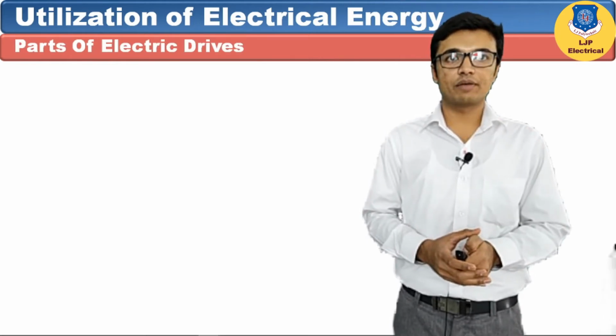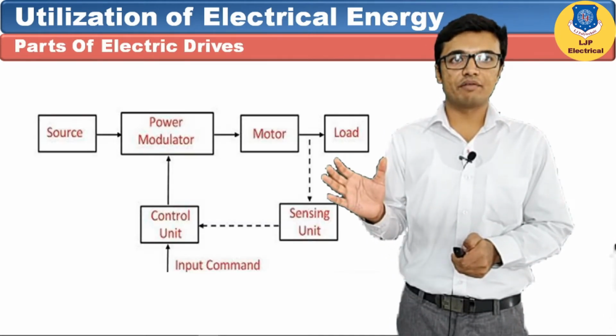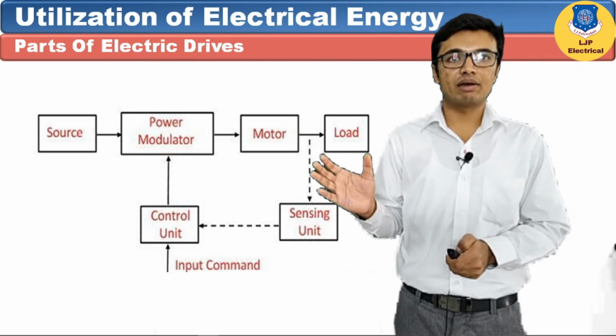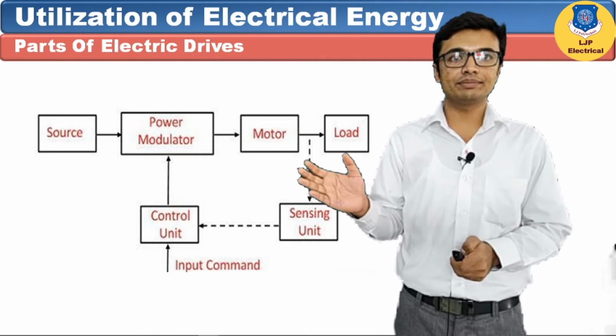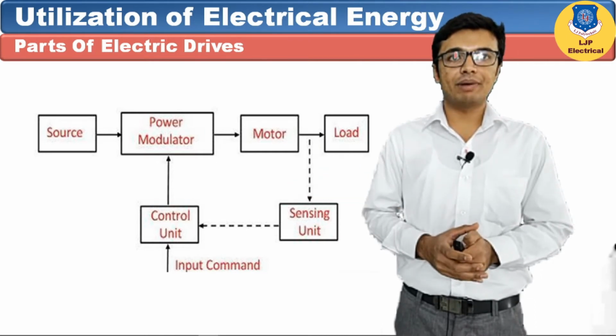Let's see the various parts of the electrical drives. So these are various parts of electrical drives: that is the source, power modulators, motors, load, sensing unit, control unit, and the input command. Let's see each of the parts in brief.